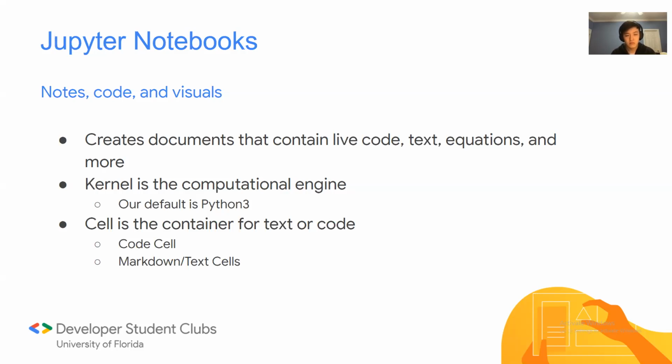So vocab terms I'm going to go over real quick before I jump into the demo is the kernel, which is just the computational engine. The default that we use is Python 3 because we're coding in Python. And cell, which is just a little container. You'll see what it looks like. And it can usually contain either code, which is self-explanatory, or markdown, which is essentially text. Markdown is a markup language, not unlike HTML, where you have syntax that creates text. So let's get into the demo.